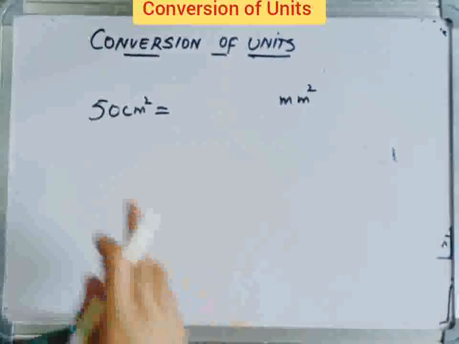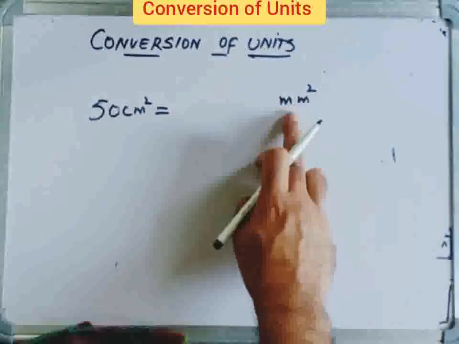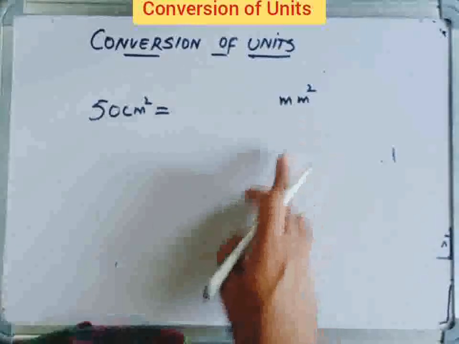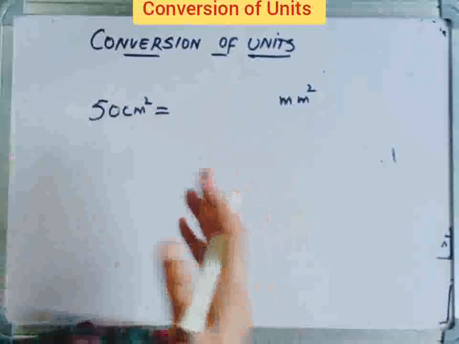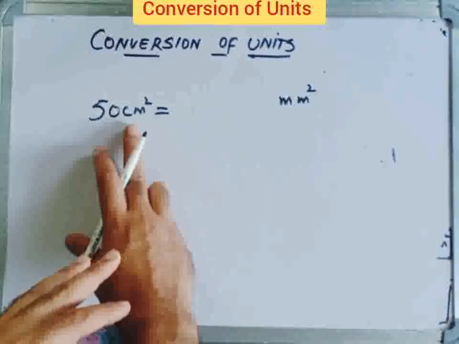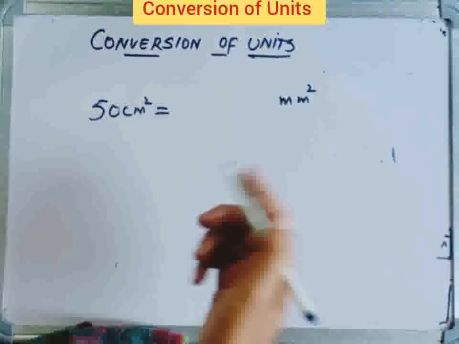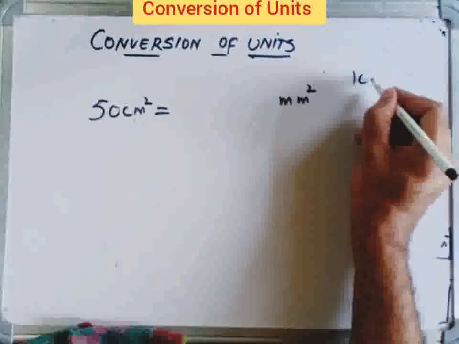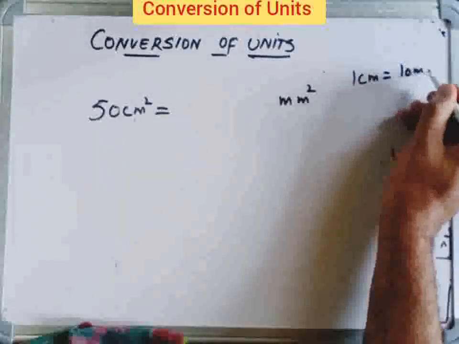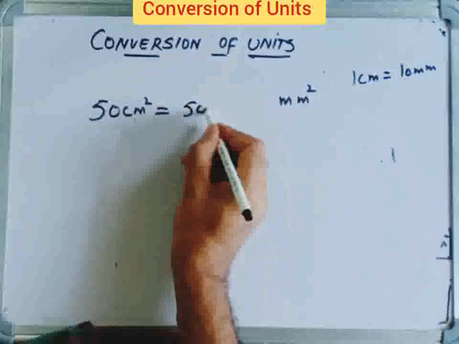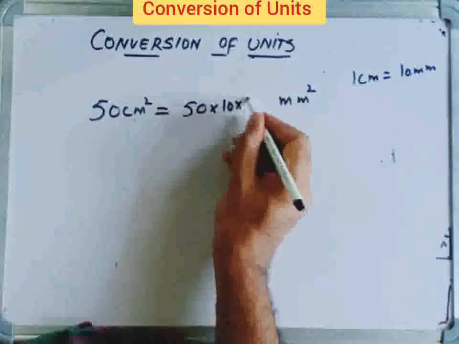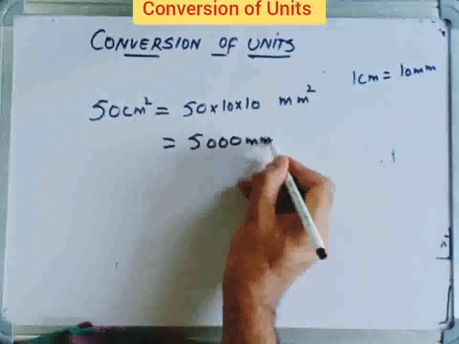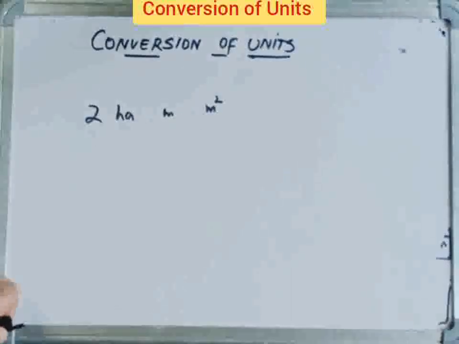Okay, say for example you have to convert 50 centimeter square into mm square, so larger unit into smaller unit. So here in this case you have to multiply. Remember that when you try to convert a larger unit into smaller unit, you have to multiply. But before that you have to find the relation between centimeter and millimeter. 1 centimeter is equal to 10 millimeters. So you have to multiply this 50 by 10 into 10, which is equal to 5000 mm square.